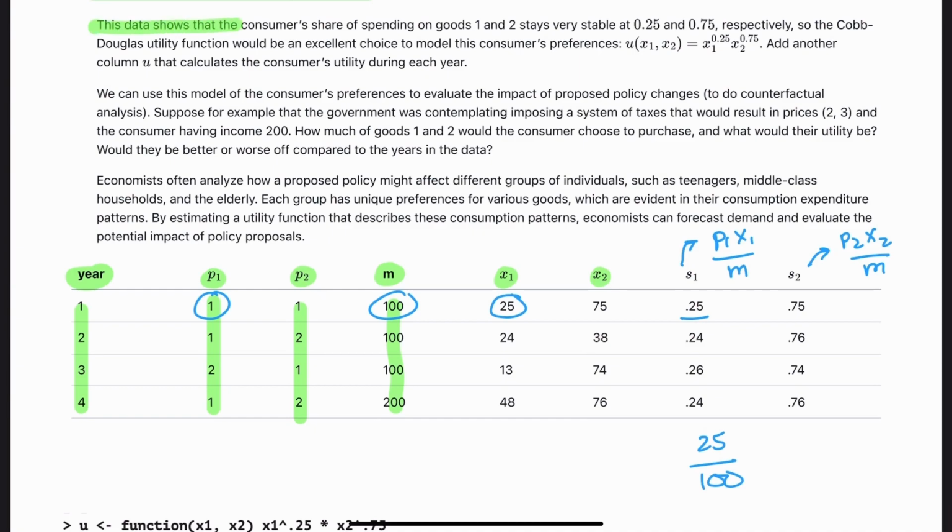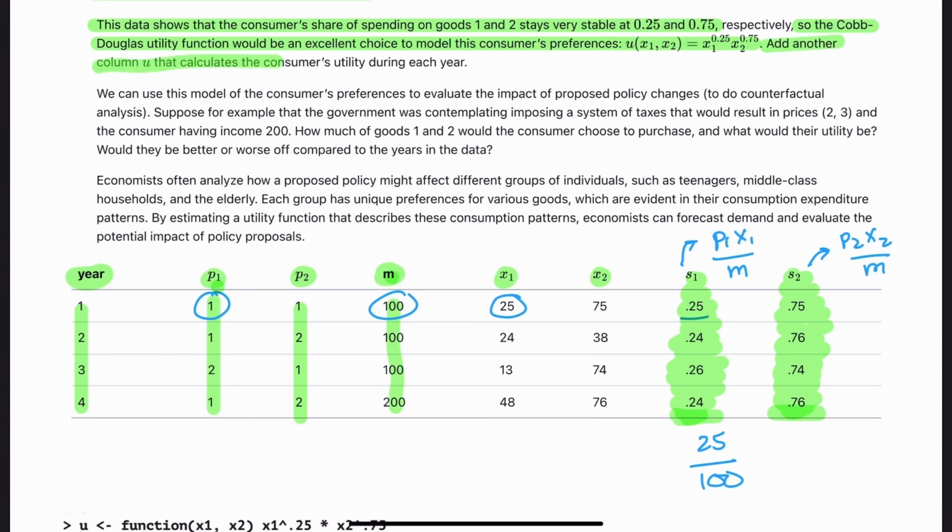So the data shows that the consumer's share of spending on goods 1 and 2 stays very stable at 0.25 and 0.75. Even though prices and income were changing, we saw the share of good 1 staying stable at just around 0.25, and the share of spending on good 2 hovering just around 0.75. So an economist might very well choose the Cobb-Douglas utility function, because it's an excellent choice to model this consumer's preferences. However prices and income are changing, we see the shares staying constant, and that's exactly what happens with Cobb-Douglas.